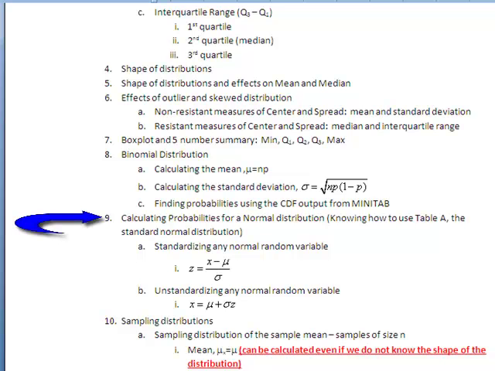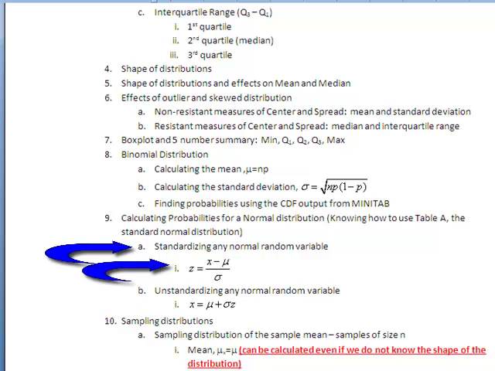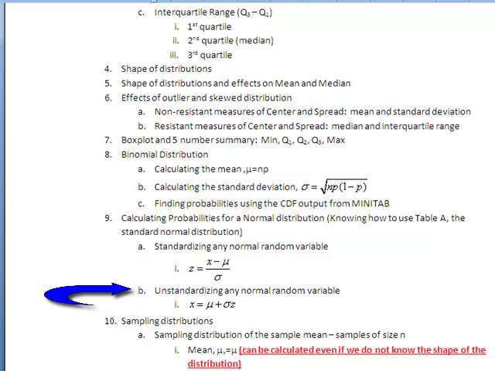Know how to calculate probabilities from a normal distribution, and how to use Table A and the standard normal distribution. In other words, we can standardize any normal random variable by the calculation z equals x minus mu over sigma. Z is just how many standard deviations our data value is from the mean in its distribution. Now, if we need to unstandardize any normal random variable, we just do some algebraic manipulation to our standardization formula, and x equals the mean plus sigma times z. How many standard deviations you're out times what a standard deviation is, and then add that to your mean.